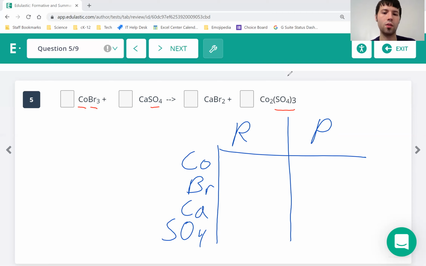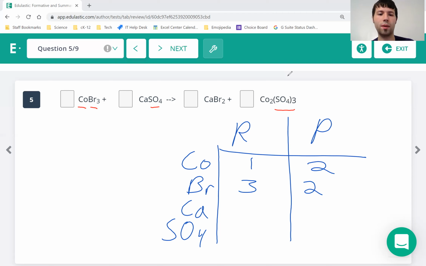So let's just do a count. Cobalt on the left side, there's no subscript, so I have 1. Cobalt on the right side, I do have a subscript of 2, so I have 2 on the product side. Bromine, I have a subscript of 3, so I have 3 on the left side. Product side, I have Br2, so I have 2 on the product side. I can already tell there's going to be quite a bit of balancing in this one.